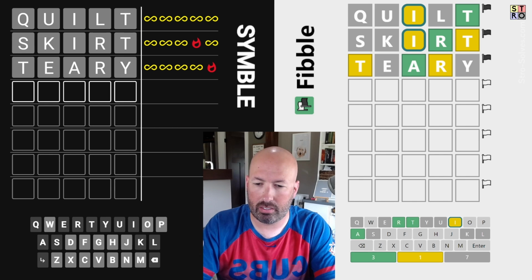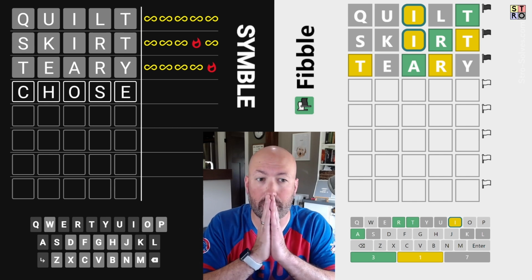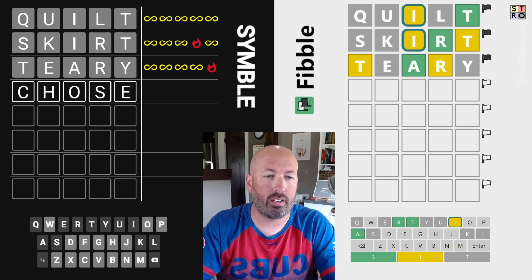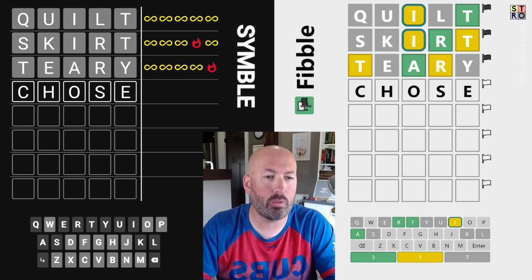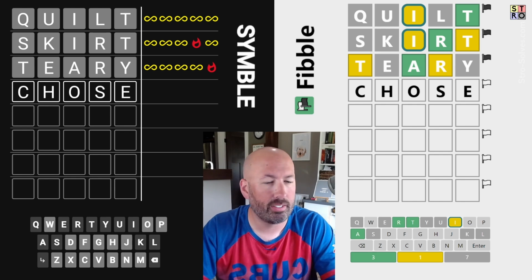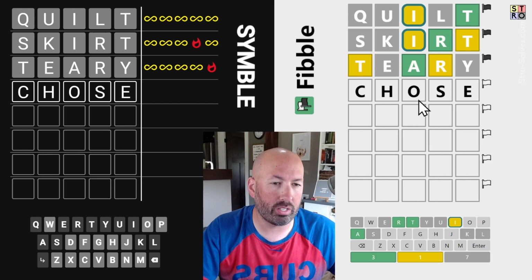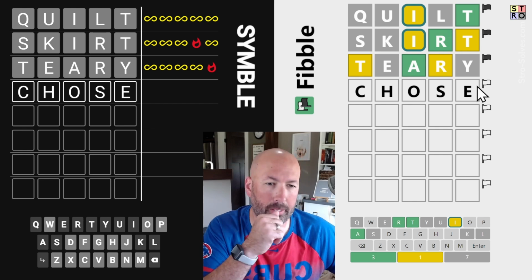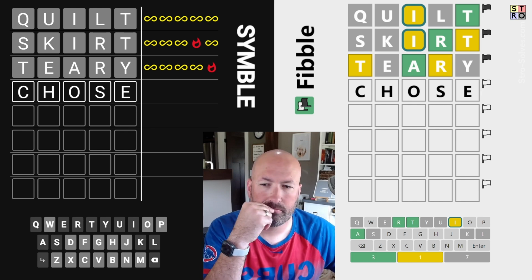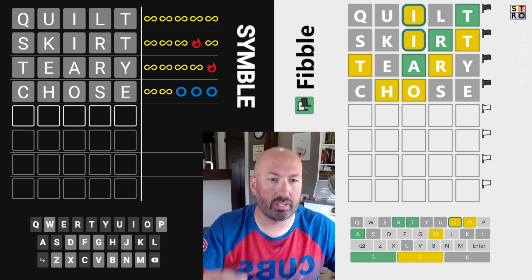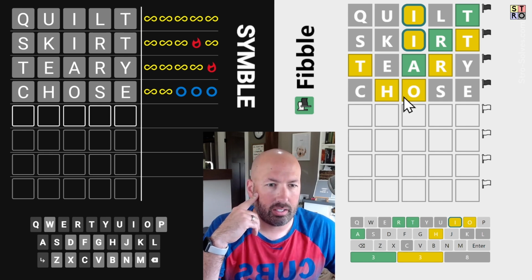What would this be? Chose. Chose is possible. I like that. I like chose. Chose is not super helpful over here, other than maybe some contradictions. We do have these greens here, so if we were to get a green on the O, S, or E, then we would know there was a contradiction there. But let's go for that. See what happens. Ooh, oh, it's not chose, but we're getting there. Okay. All right, I'm gonna come back to that.